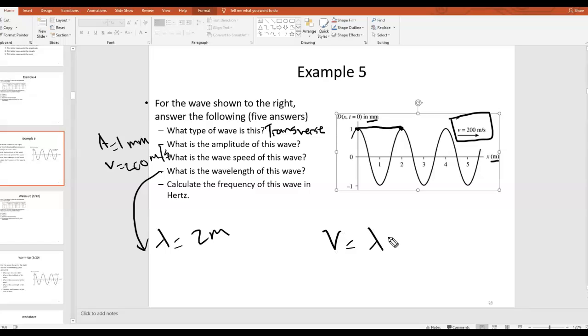And then using the wave equation, I can easily calculate the frequency. I have V equals 200. Lambda, the wavelength, is 2. And so all I have to do is divide both sides by 2. And I get the frequency is 100 hertz.